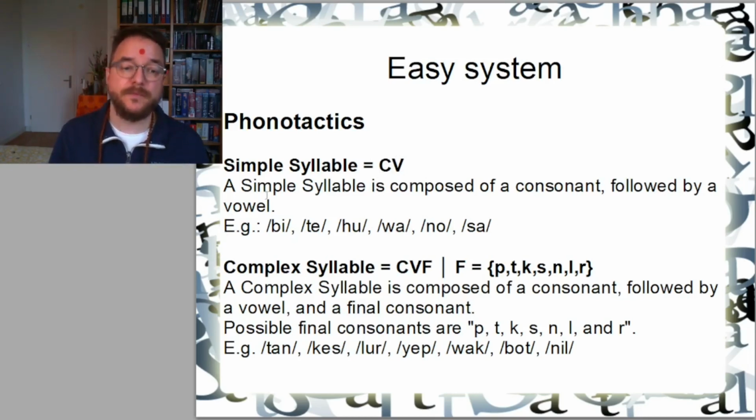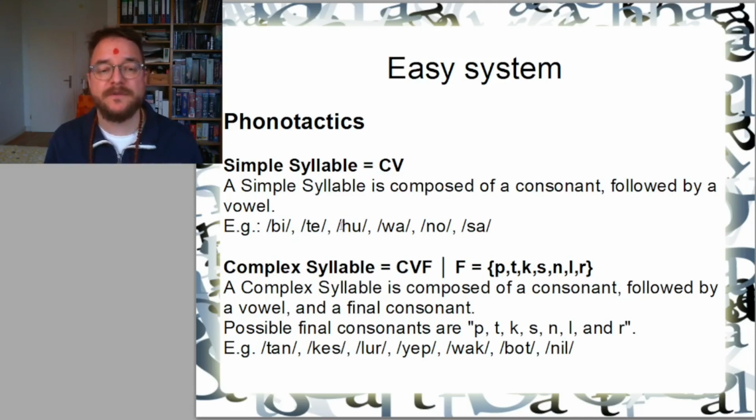Example syllables would be bi, te, hu, wa, no, sa. Simple syllables. Remember that this glottal fricative has two variants, so it could be pronounced in either way. It would still be the same syllable.